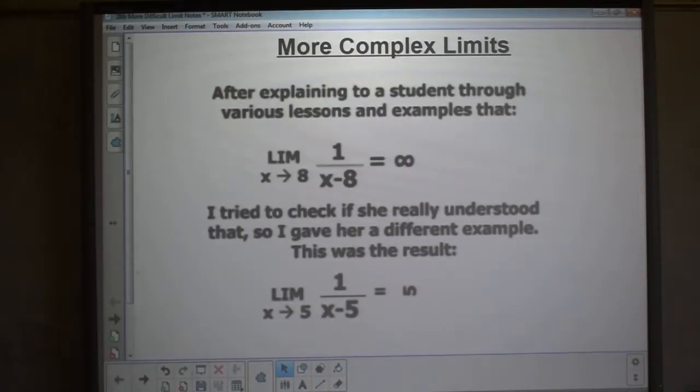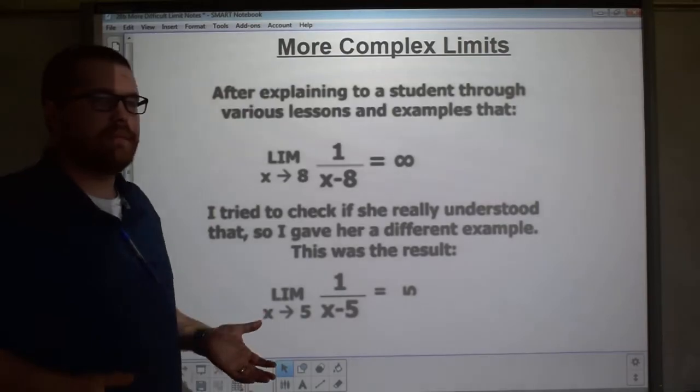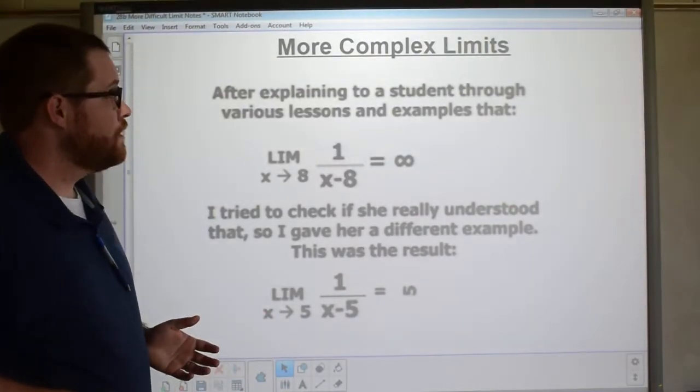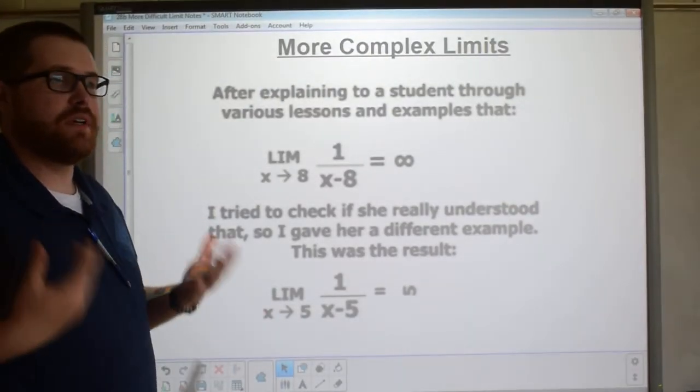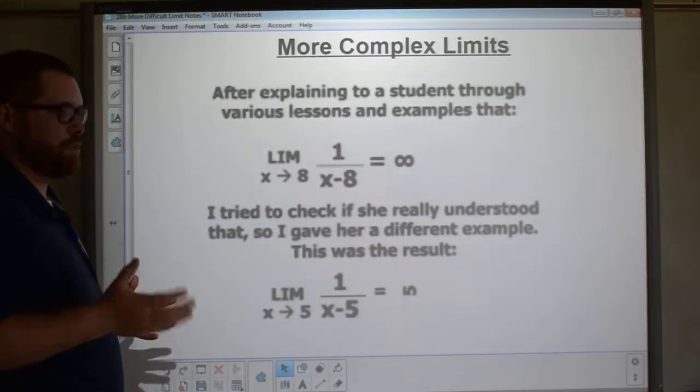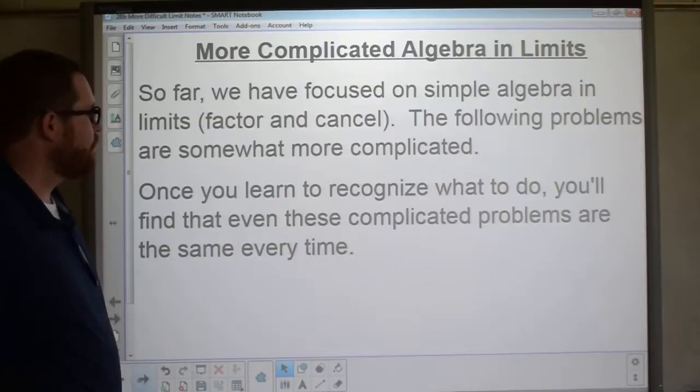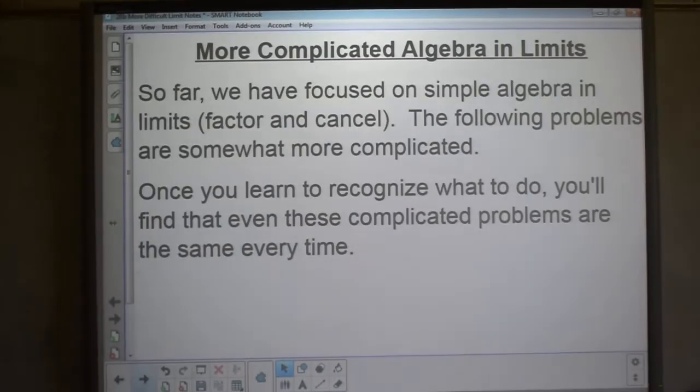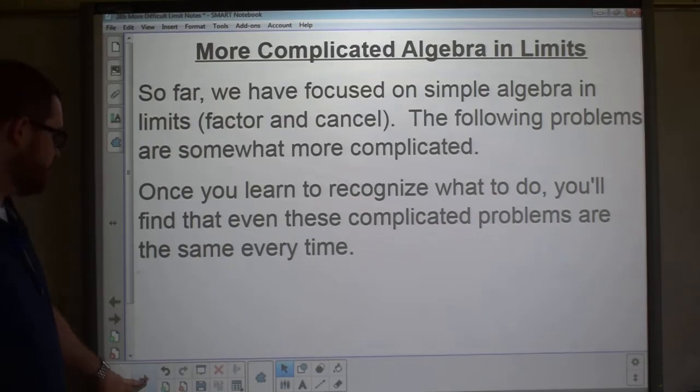Welcome back. Last time we talked about some basic limits, what they meant, how to do them. Today we're going to show some examples of more complicated limits, some a little bit more algebra manipulation to figure out. So far we focused on simple algebra, factor, cancel. These following problems will be more complicated, but once you recognize what kind of problem you have, they'll be easier to do in the future. There's only a few types of problems you're going to see.